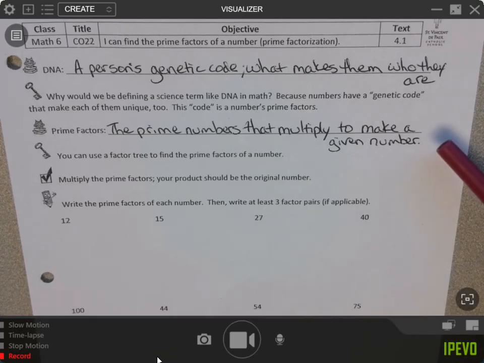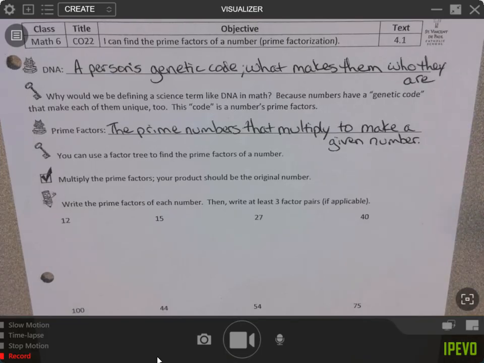We talked about those prime numbers. So again, the definition is the prime numbers that multiply to make a given number. So when we had 12, think about the prime numbers to make 12. We break it down, or 9 is easier. 9 we can break down to 3 times 3.